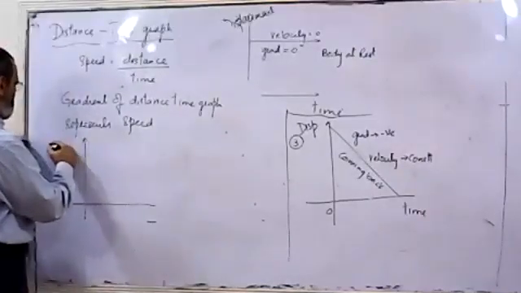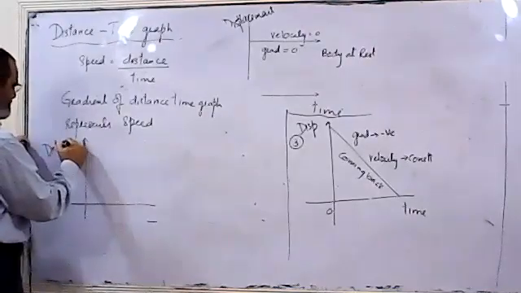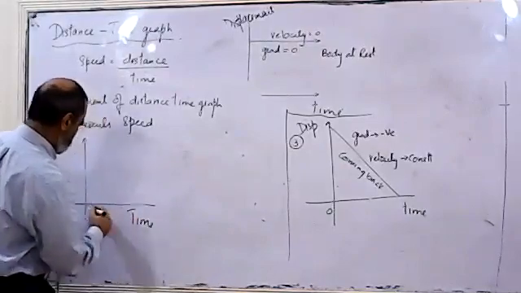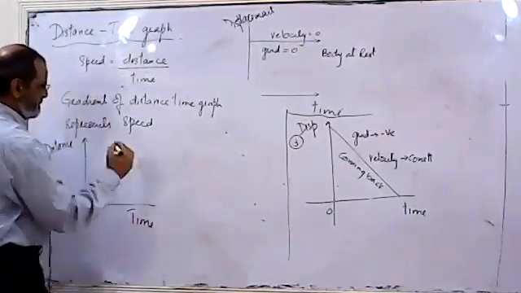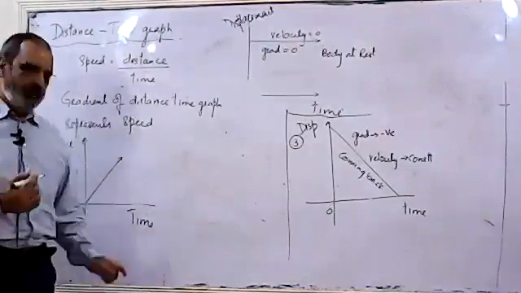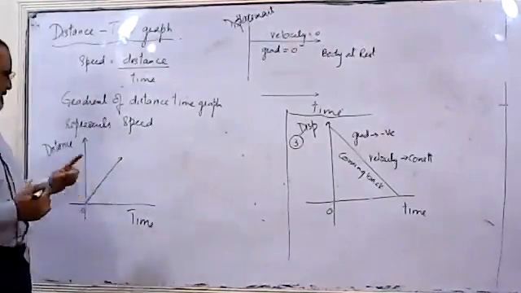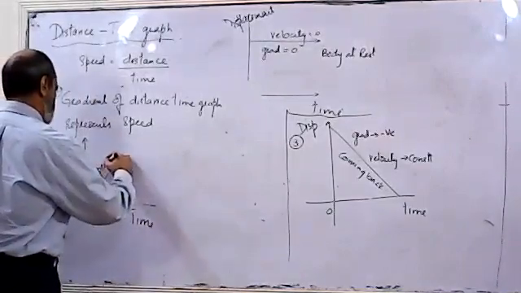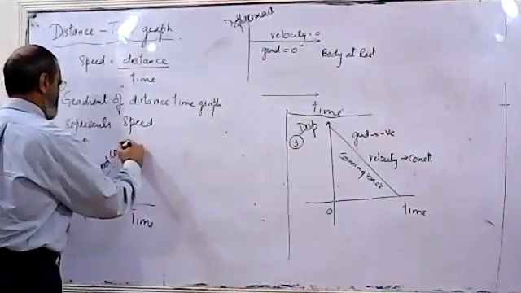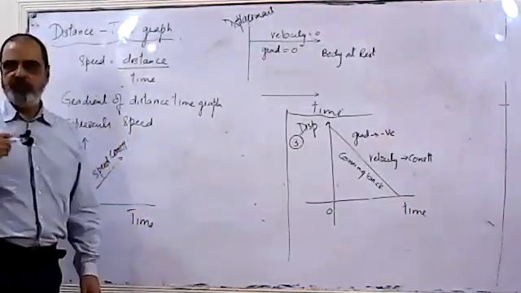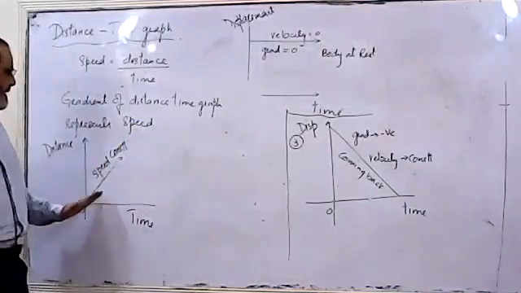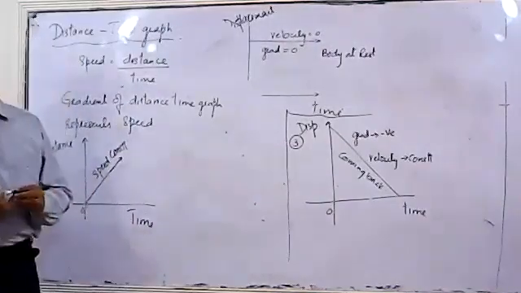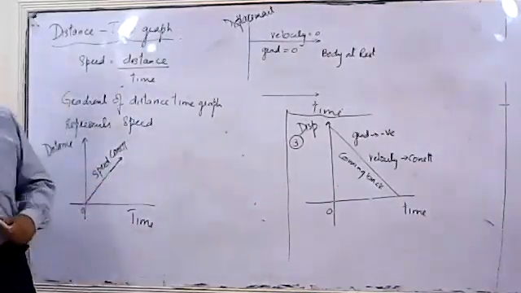Now I'm using distance instead of displacement, with time along the x-axis. So what does it mean? A straight line means a constant relation between distance and time, so the speed is constant. Why is the speed constant? Because the line is straight. It is not a curve. That's why the speed is constant.